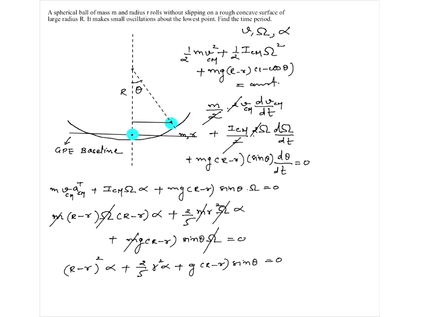We are interested in alpha. This is not looking very good, but the question says that large radius capital R should allow us to make some approximation.